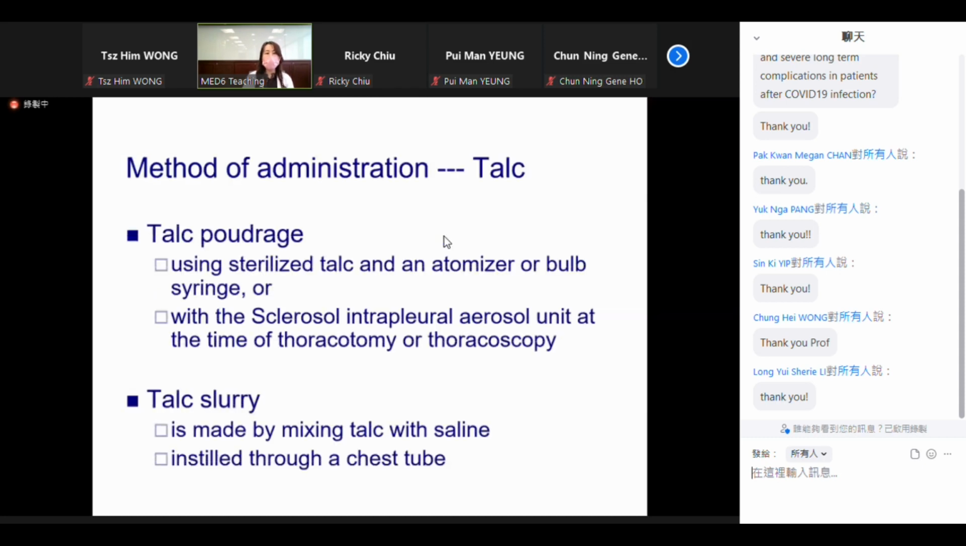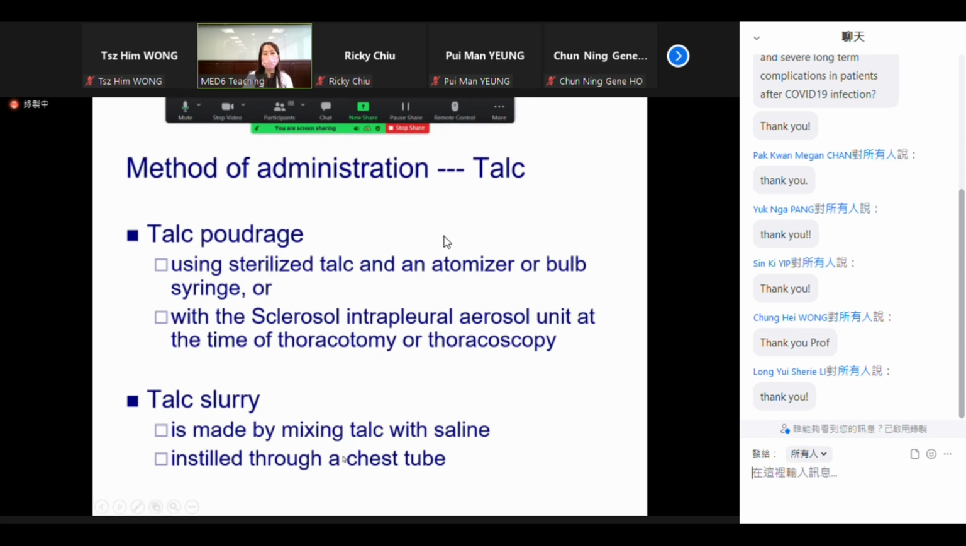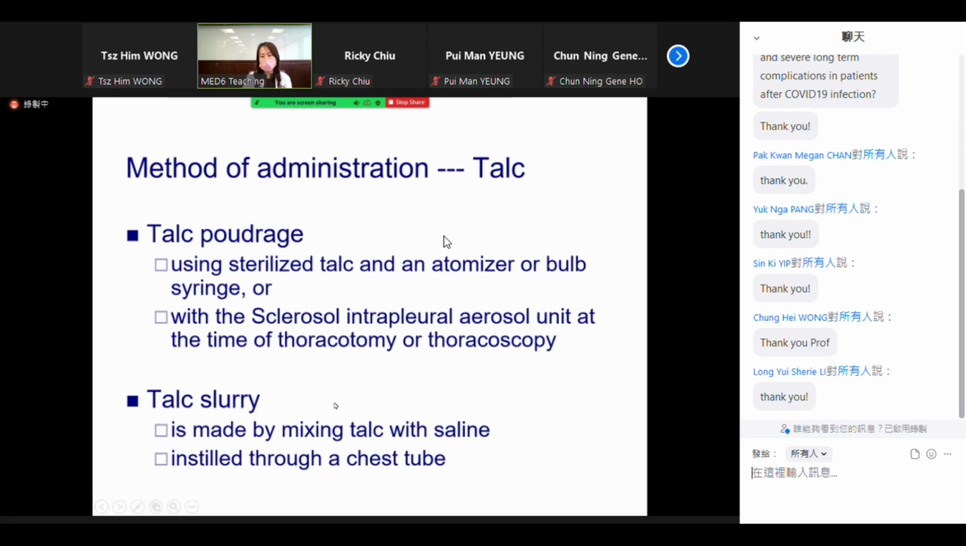There are two ways of administering talc. First is talc poudrage. That means we will use an atomizer or a blood syringe to blow the talc into the pleural space, either by thoracoscopy or VATS. Or more often, we will use talc slurry. Everybody has a chest drain for the pneumothorax patient. We just mix the talc with lignocaine and saline, and then we can instill the talc through the chest tube. So talc slurry is the most common type of administration of talc in our clinical practice.